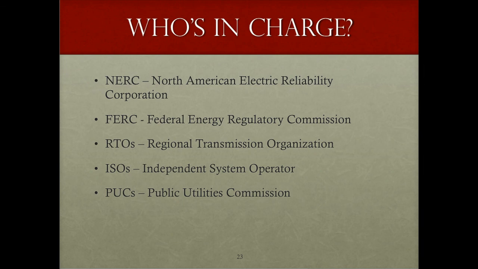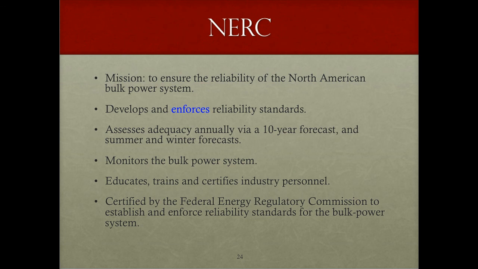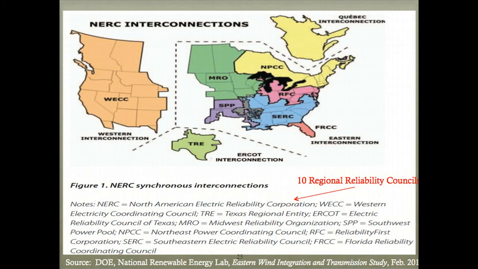So who is in charge of this complicated system? There are a lot of different entities that operate together to regulate the U.S. electricity system. NERC, the North American Electric Reliability Corporation, FERC, Federal Energy Regulatory Commission, RTOs, Regional Transmission Organizations, ISOs, Independent System Operators, and PUCs, Public Utility Commissions. Here is some information on NERC's responsibilities. And this map shows the major interconnections regulated by 10 regional NERC reliability councils.